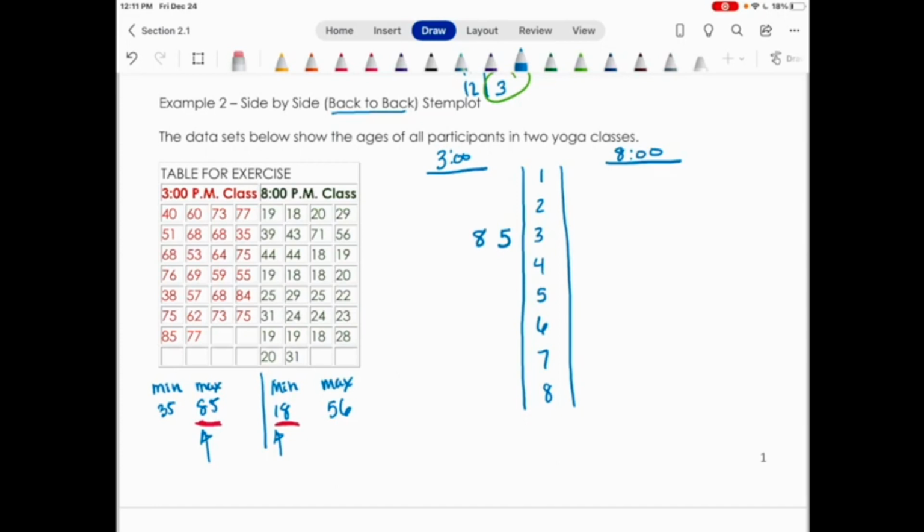So notice what I mean by counterintuitive. Normally we would look at the 5 as being on the left and the 8 as being on the right because we write it in increasing order from left to right. But because the leaves are coming out this way on the left side, you want to make sure that your smaller numbers are closest to the stem. Now I'm going to go ahead and finish writing all my leaves. I would like you guys to try pausing the video and writing your leaves for the 3 o'clock class, and then unpause and check your answer with mine to make sure you got it right.